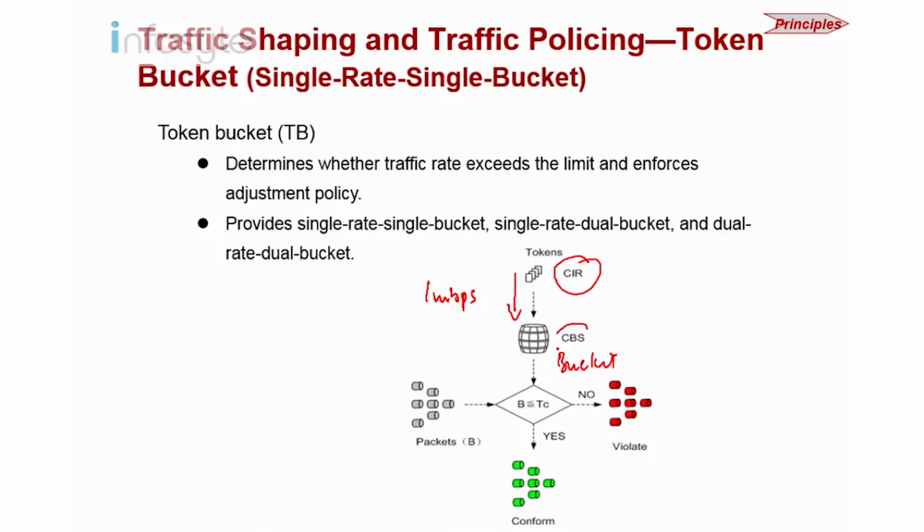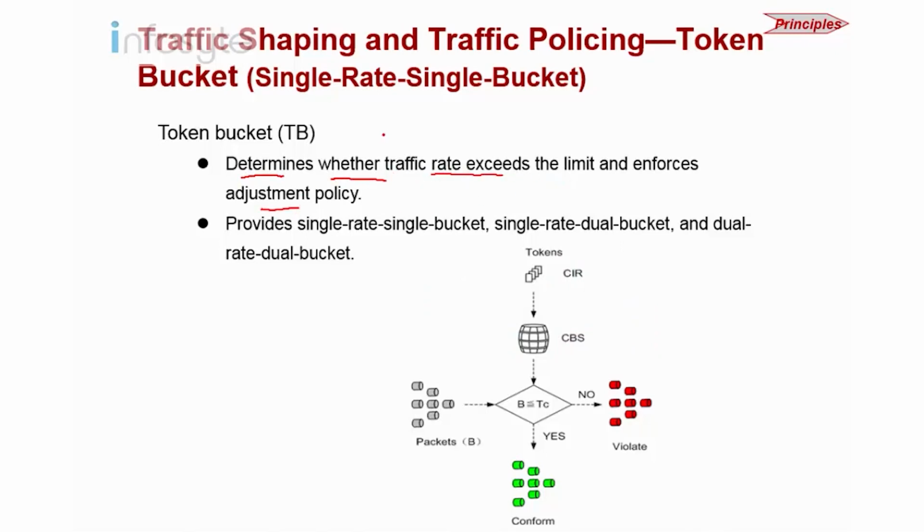Whereas we have the CBS, or committed burst size, this one is in terms of bytes. That is to say how big is your bucket. So now you know what a CIR is and what a CBS is. So the token bucket determines whether the traffic exceeds the limit and enforces the adjustment policy.